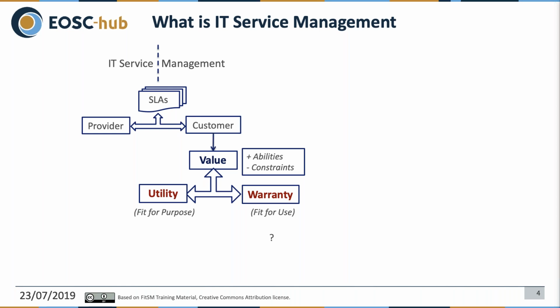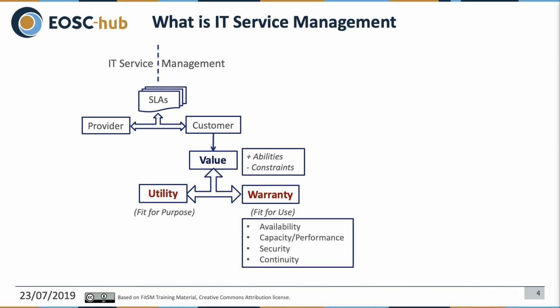So these warranty aspects are where IT service management focuses. We typically think about things like availability, capacity, security, and continuity as warranty aspects for services. Capacity, for instance, with a bus service: it doesn't matter if the bus is there on time every day if it's always full when it arrives at your stop. Having lived in London for a long time, this is something I can talk about from personal experience. It doesn't matter if the utility is there if there's no warranty. So this is some idea of what we talk about when we talk about IT services.